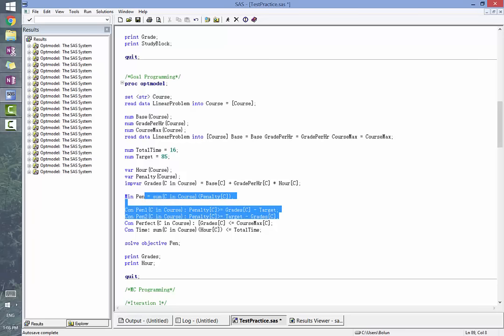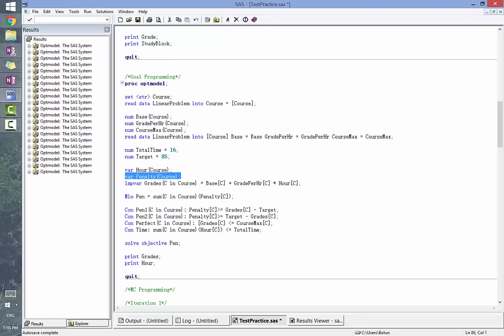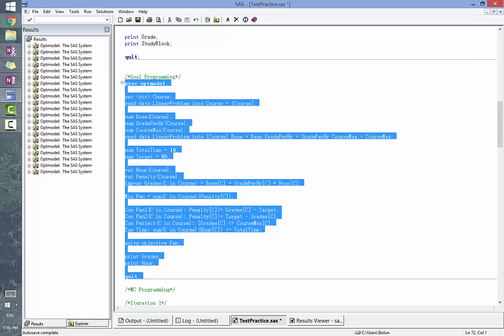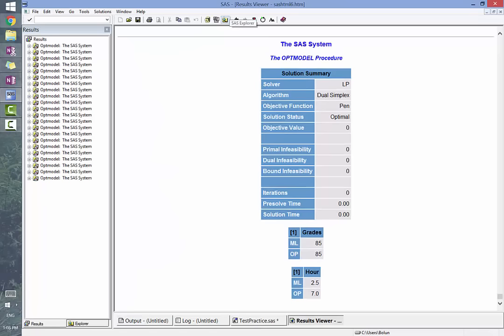This is everything that's new with Go programming. We have our penalty constraints, we have our penalty variables, and we're changing our objective function to reflect our goal of minimizing penalty. Everything else stays the same. So let's run. We have happily achieved our target of 85 in both courses, and we achieved this by studying 7 hours LP and 2.5 hours in ML. Well done.